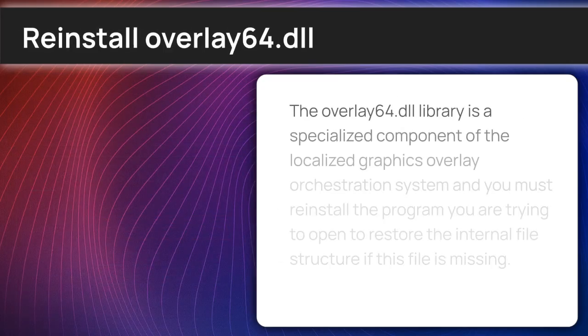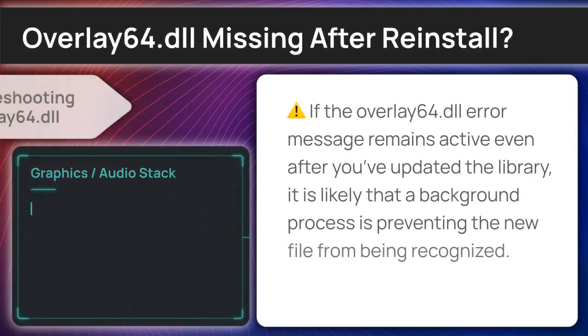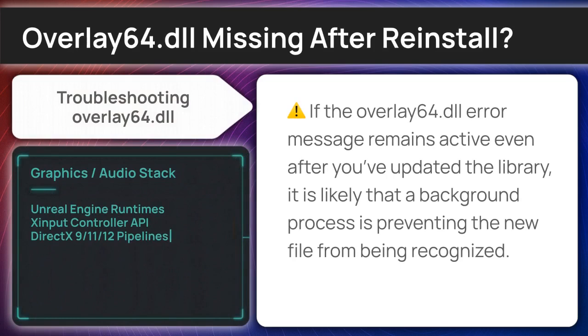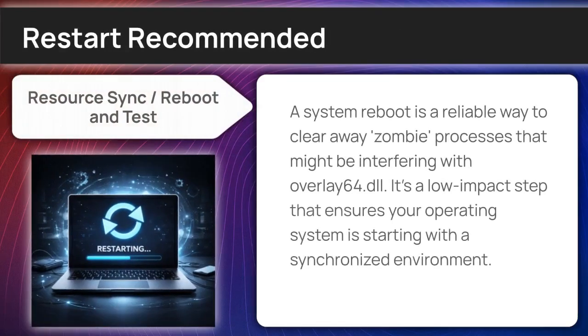The overlay64 module DLL library is a specialized component of the Localized graphics overlay orchestration system, and you must reinstall the program you are trying to open to restore the internal file structure if this file is missing. When a fresh installer fails to clear the error, it typically points toward a deeper conflict within the Windows execution layer. A full system restart clears the temporary memory cache and allows Windows to attempt a fresh initialization of all required libraries, including overlay64 module.